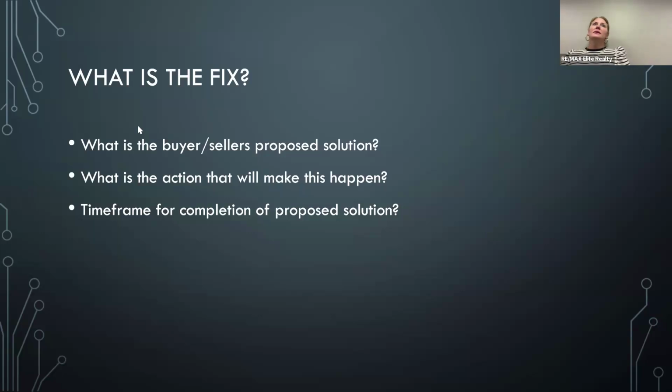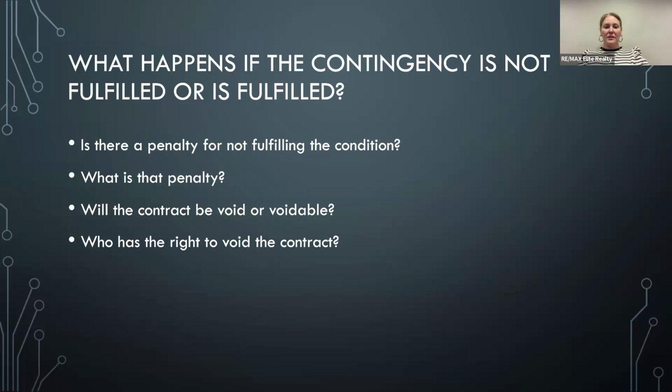So when you're looking at the fix, the question is what is the action that's going to make the fix happen? So the satisfactory repair or something along those lines is the action that is going to make the contingency be fulfilled. And then we also have to have the time frame for completion of the action. Sorry about that, I wrote solution.